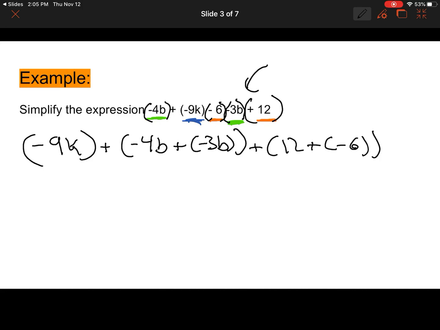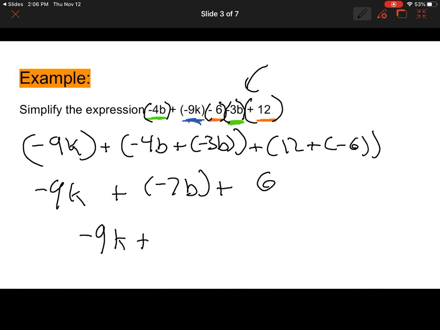Now we're going to combine these here. So our negative 9k will stay the same. For this one here, we want to add together our coefficients. A negative 4 plus a negative 3 is going to be a negative 7, so we'll get negative 7b. And for this part right here, 12 plus negative 6 will give us 6. So our final expression would be negative 9k plus negative 7b plus 6.